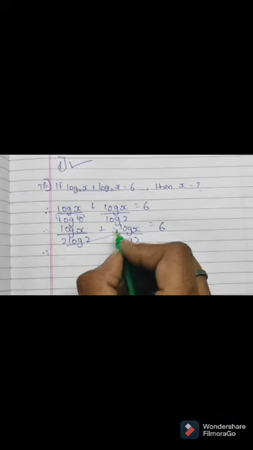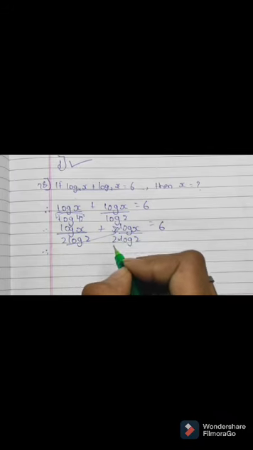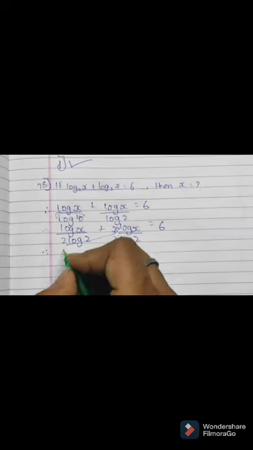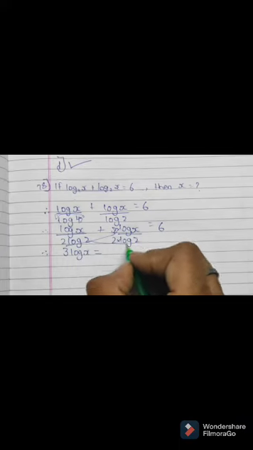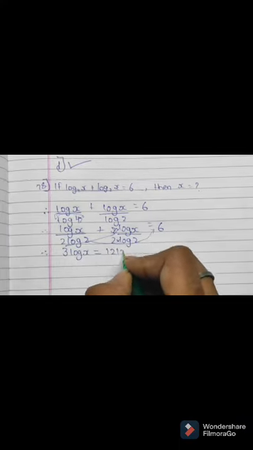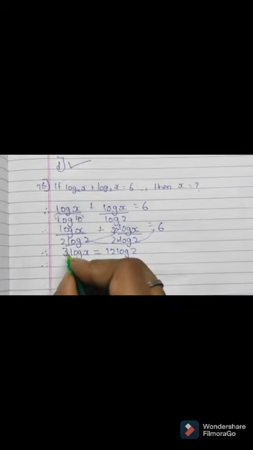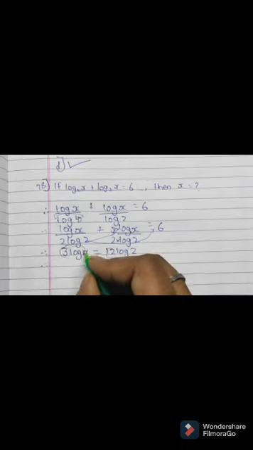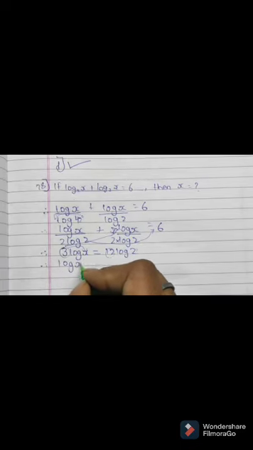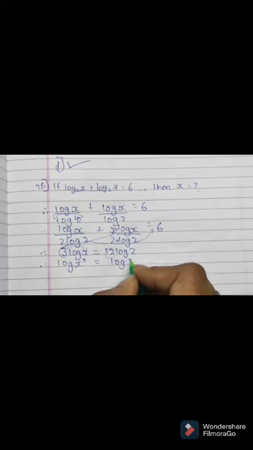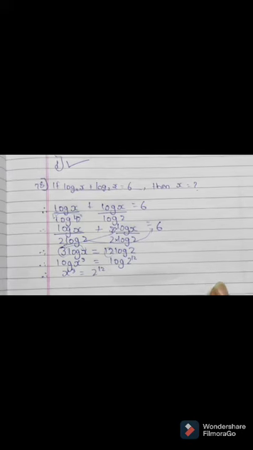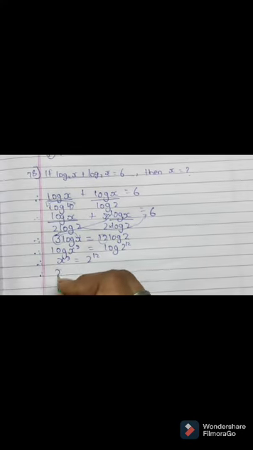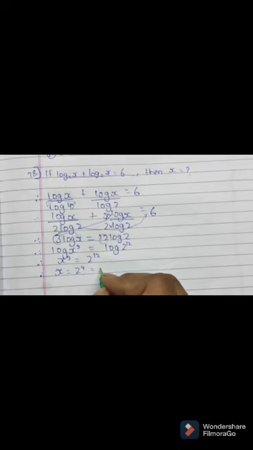Here we need to multiply 2 in denominator and numerator. Therefore we will get 3 log x equals 2 log 2 will get multiplied here, 12 log 2. Therefore these numbers will come into the powers of these terms. Therefore we can say that log x cube equals log 2 raised to 12. Therefore x cube equals 2 raised to 12. Therefore x equals 2 raised to 4, which is equal to 16. So option D is correct.